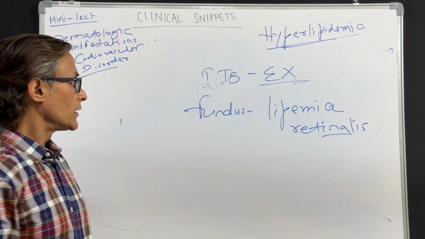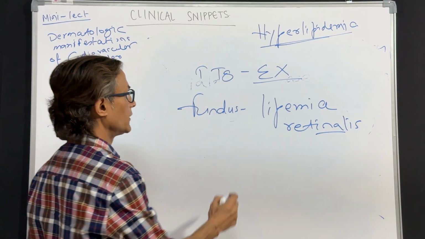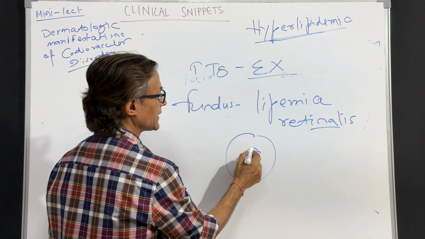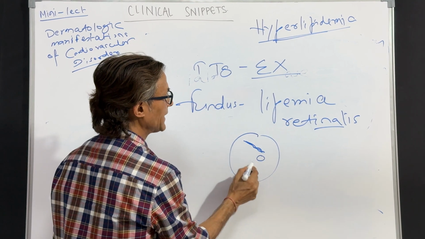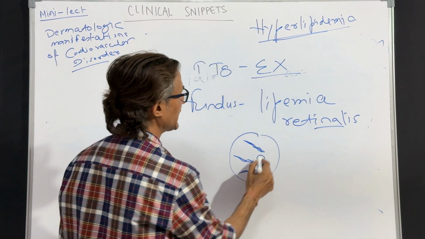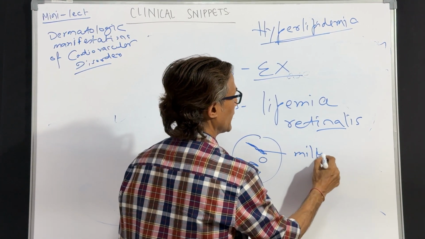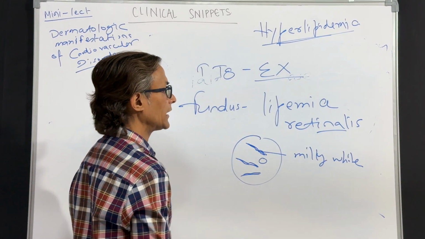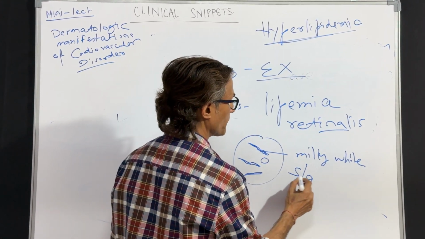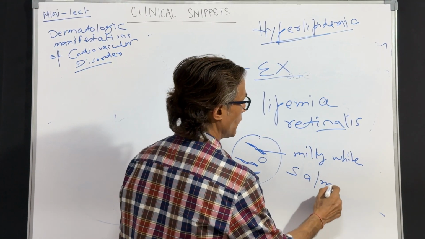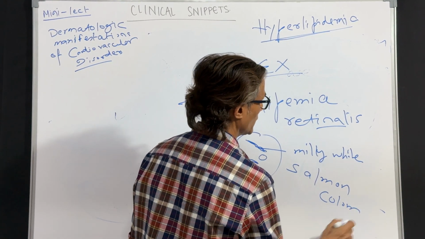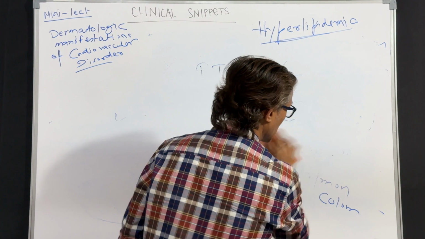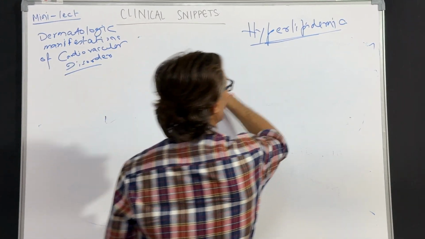Lipemia retinalis. So in this condition, when you look at the fundus, you will see the blood vessels. The blood vessels in the fundus, they are chalky white, milky white discoloration of the blood vessels. Milky white blood vessels. And the fundus is of a typical color, that is salmon color fundus.